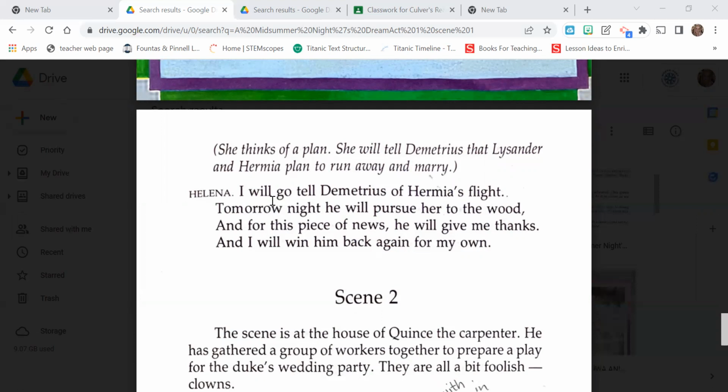Oh yes, I've got them out of the way. I can have Demetrius for myself. But instead, she thinks of a plan that she needs to go tell Demetrius.